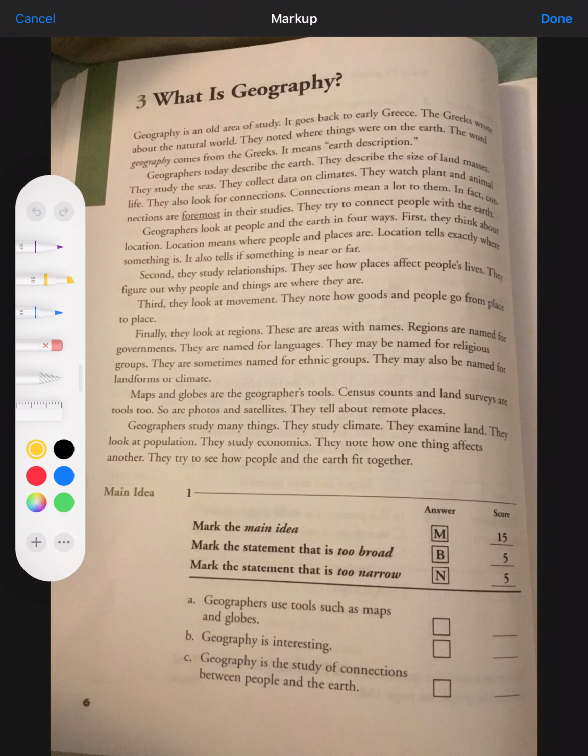All right, fantastic. Let's go through number 1, and with number 1 we're always looking for the main idea, the statement that is too broad and the statement that is too narrow. Our statements include: geographers use tools such as maps and globes, geography is interesting, or C, geography is the study of connections between people and the earth. So let's come up here to the top and highlight what is geography, and we will label this as a non-fiction piece and as our heading. And we will number our paragraphs.